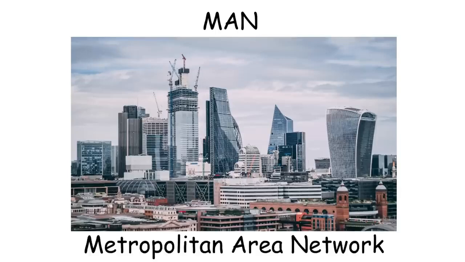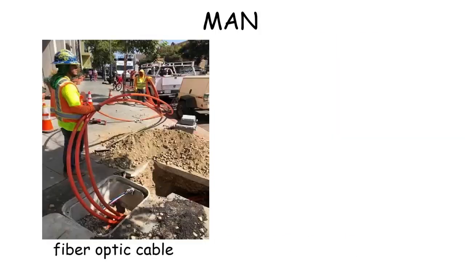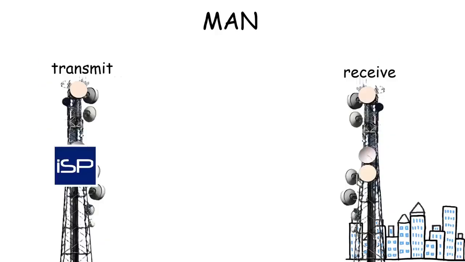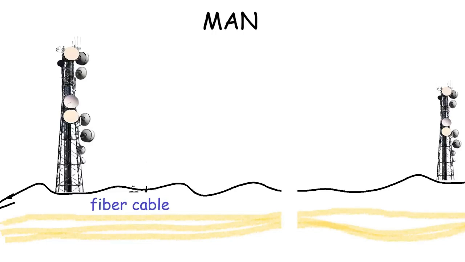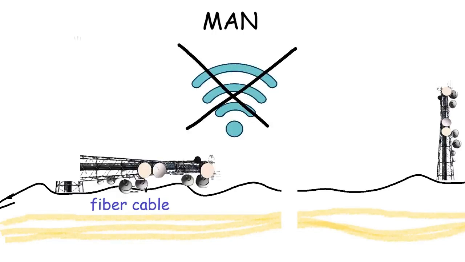MAN, Metropolitan Area Network. MAN covers a whole city. It uses fiber optic cables or towers to link different networks together. Your citywide internet or emergency communication systems may use MAN, but if a tower goes down, communication can be lost.